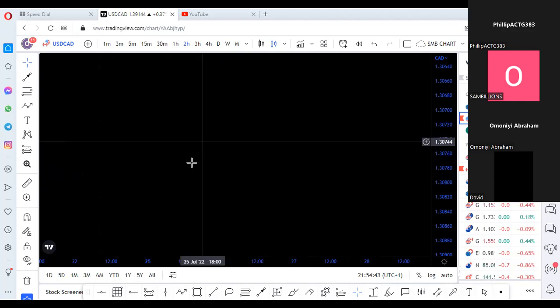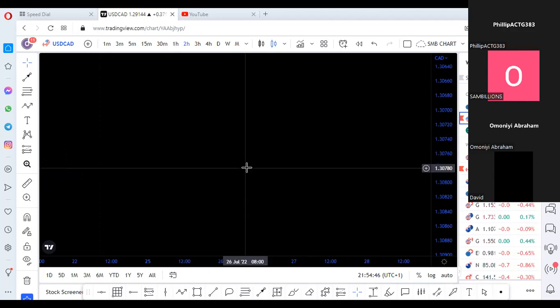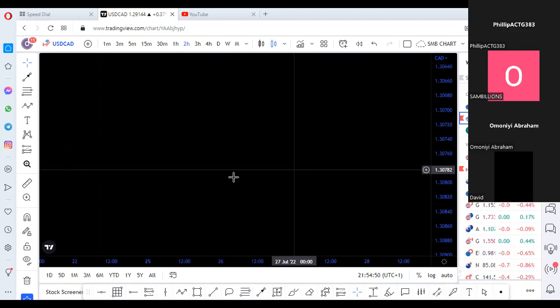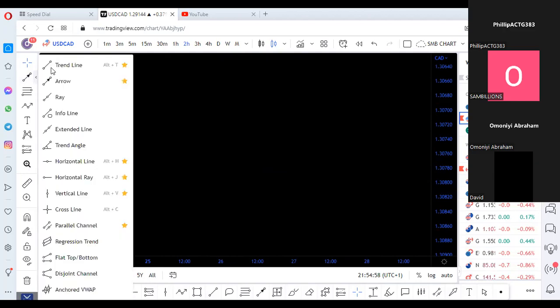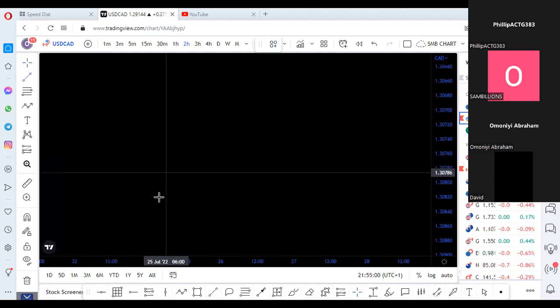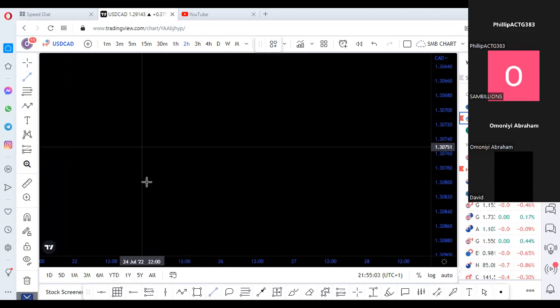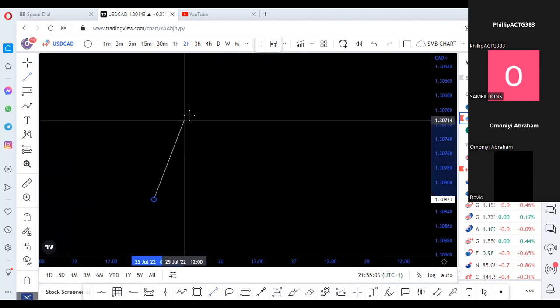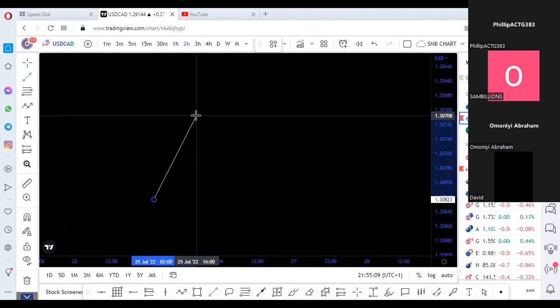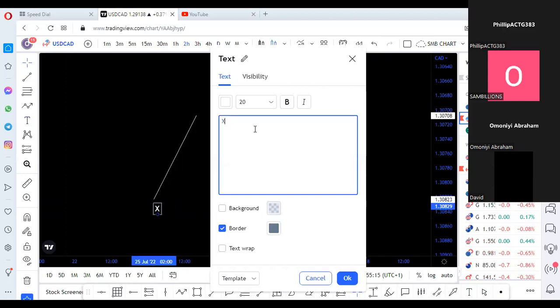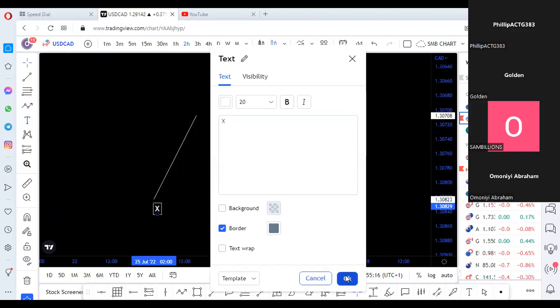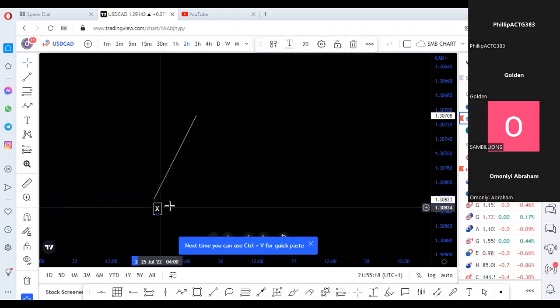the butterfly harmonic pattern. Can someone tell me what's the first thing to do when you want to draw harmonics? Which legs are we going to get? All right, XA, thank you. So the first thing is XA. So this is X here. And then what? Please, can you mute yourself? Thank you.